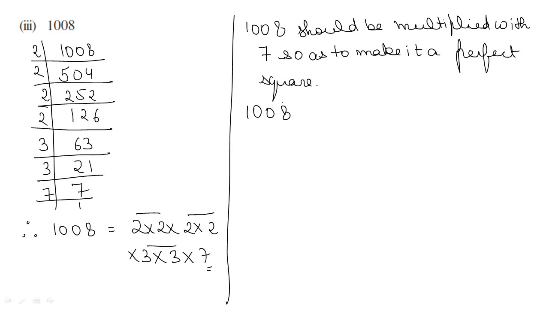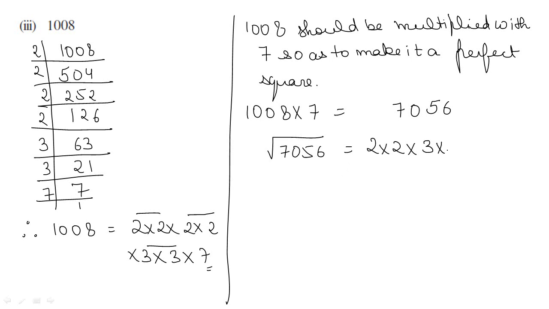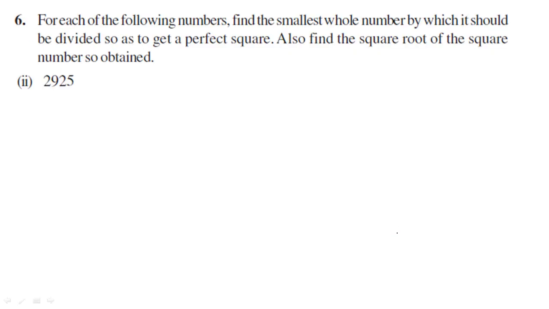So it will be 1008 multiplied with 7. So 8 sevens are 56, and the number is 7056. And now we need to find its square root. So its square root will be 2 into 2 into 3 into 7. Remember students, you don't have to find the square root again. So 2 twos are 4, 4 threes are 12 and 12 sevens are 84. Is it clear? Now let's see question number 6.